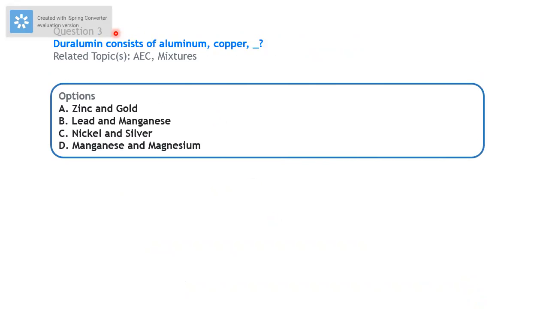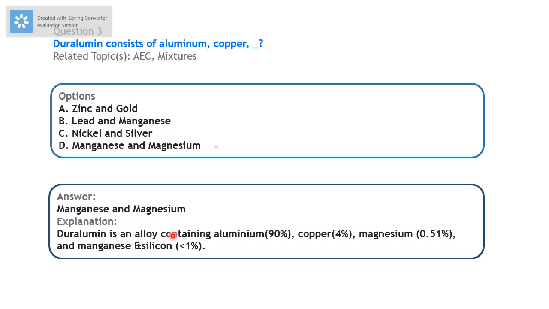Next, also on mixtures. Duralumin consists of aluminium, copper, and we have to identify the other constituent of duralumin. Duralumin is an alloy, and alloys are a combination of metals. Duralumin consists of aluminium, copper, magnesium, and manganese, and a little bit of silicon. So the other constituents that we have here are manganese and magnesium.